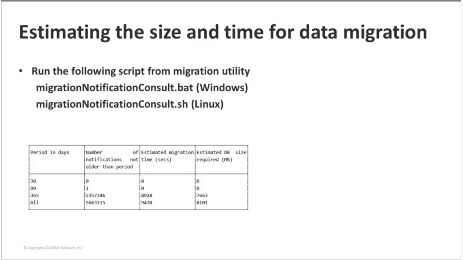So one thing to note here, though, is when you run the script, you will get the information in a period of 30 days, 90 days, 365 days, and all. So if you have a large number of notifications in your MongoDB, let's say you've been using Digital Workplace for the last 3-4 years, maybe it's a good idea to clean them up because these are old notifications and you no longer need them and you don't really have to migrate them. So you could clean them up and then maybe pick the last 30 days, retain just the last 30 days of notifications, and then just migrate those.